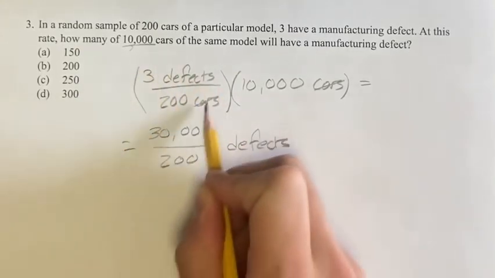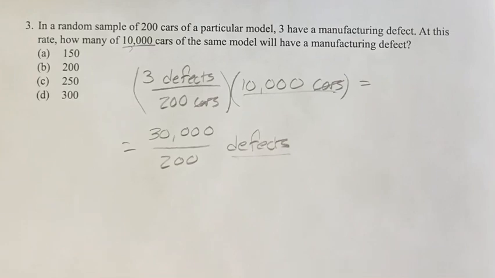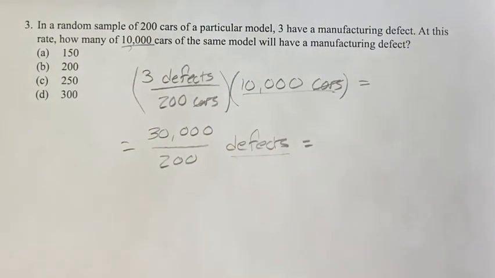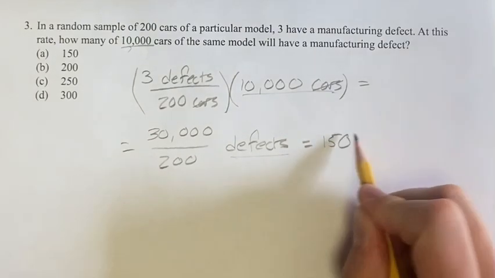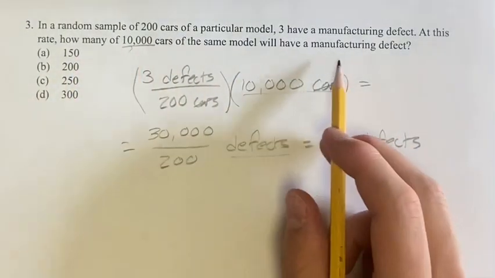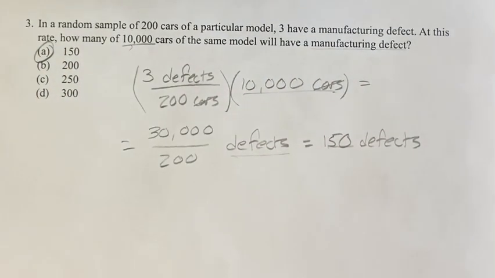So this conversion rate converts the number of cars into the number of defects. 30,000 divided by 200, you can plug it into your calculator, is 150 defects. So how many would we expect to have a manufacturing defect? 150. A is going to be your final answer.